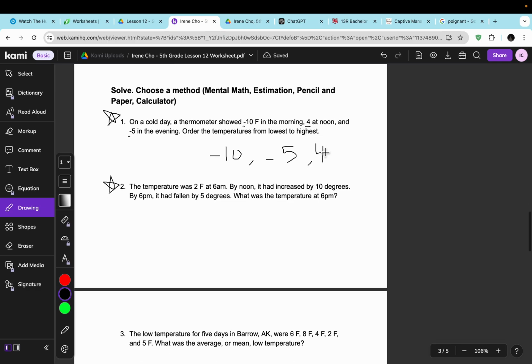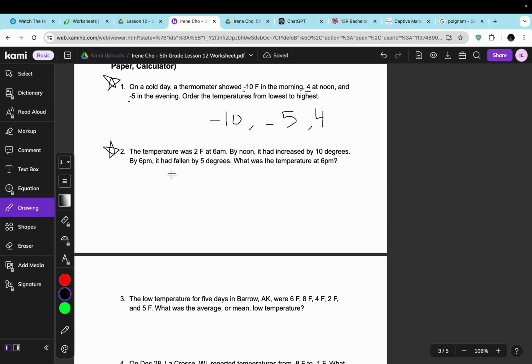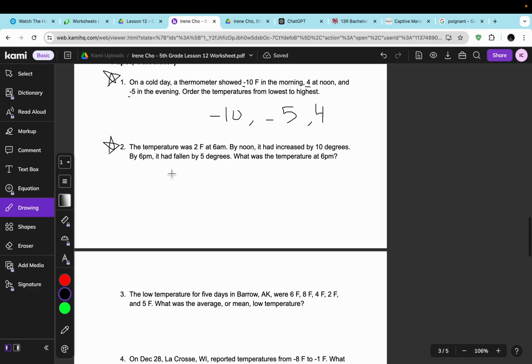I'll do the second question. The temperature was 2 degrees Fahrenheit at 6 a.m. By noon, it had increased by 10 degrees. By 6 p.m., it had fallen by 5 degrees. What was the temperature at 6 p.m.?